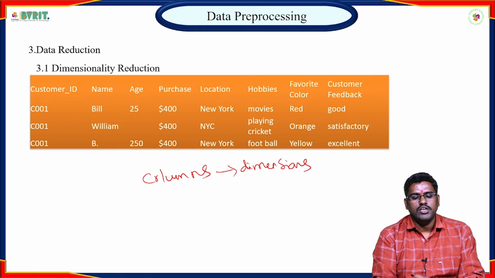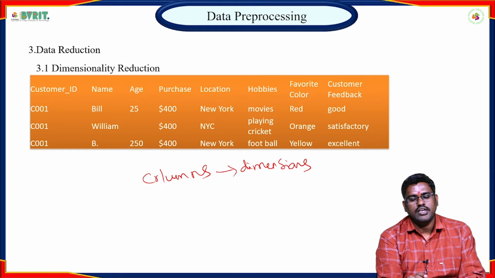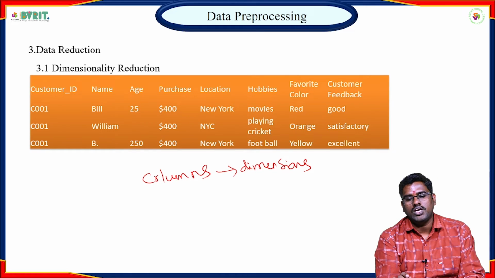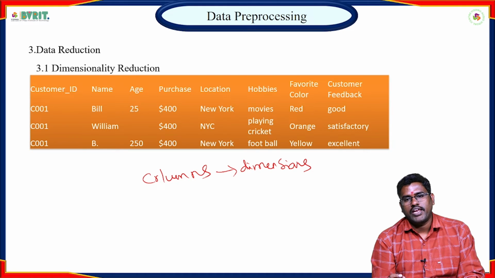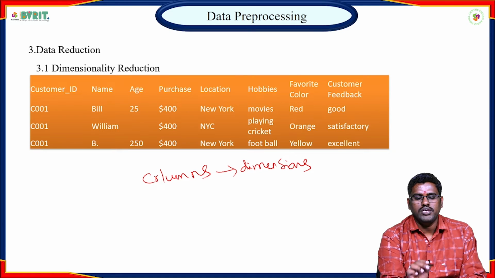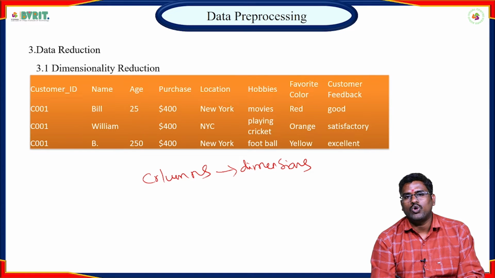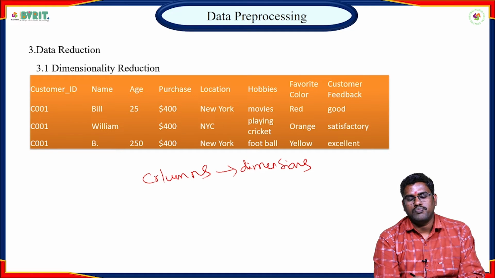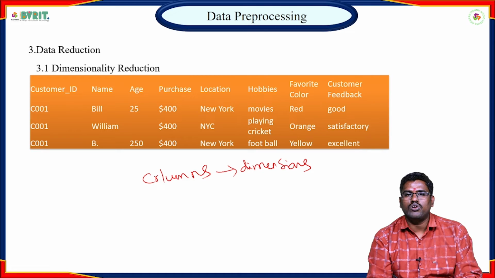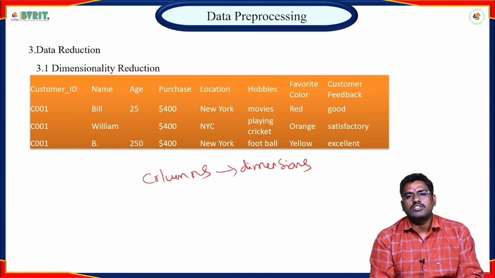So see this table. We have the customer IDs, names, ages with the purchased amount, along with the location, hobbies, favorite color and customer feedback. For example, if I remove the name, the data is incomplete. Without name, we can't identify which member the data belongs to. So we don't want to remove the name. If we remove the ages, we can't identify what age the person belongs to. If we remove the purchase amount, we can't identify how much they purchased.